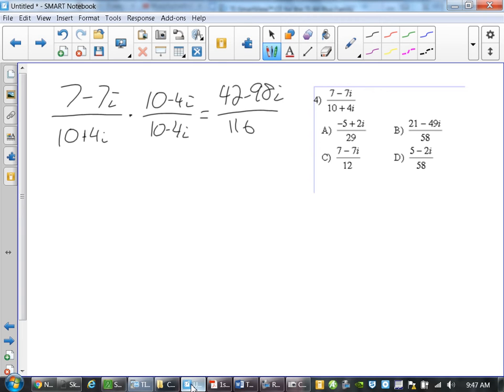Sir, on number 9, is there a way... This is a great question. Number 9, how do you get to the asymptotes without graphing?